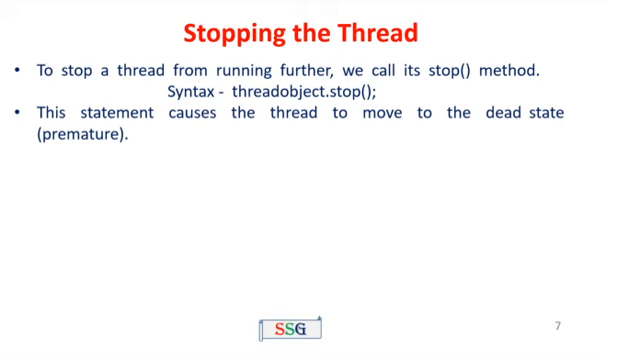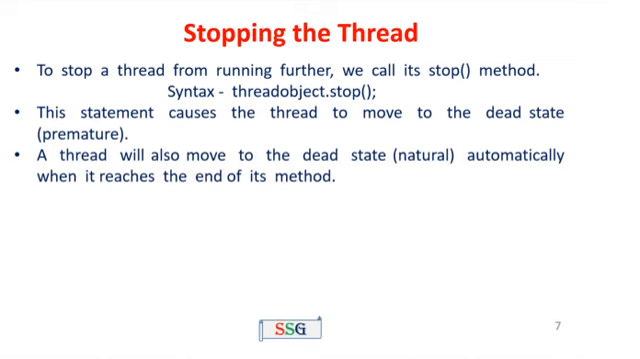That death is called a premature death. Otherwise, a thread will also move to the dead state by normal death, that is natural death, meaning automatically when it reaches the end of the run method. So after executing the thread task, automatically the thread will go to the natural death state.